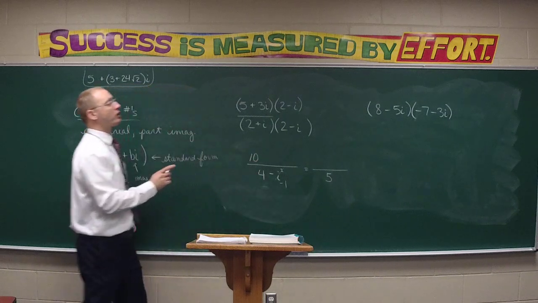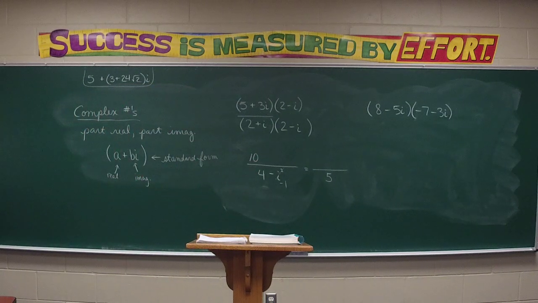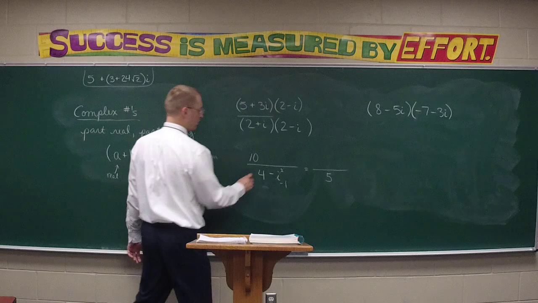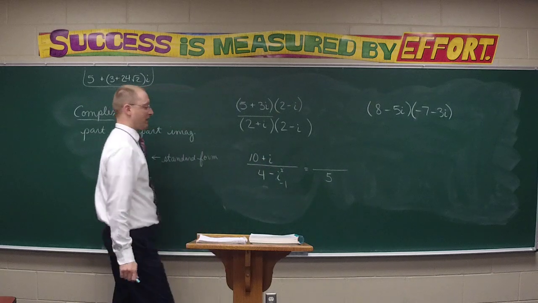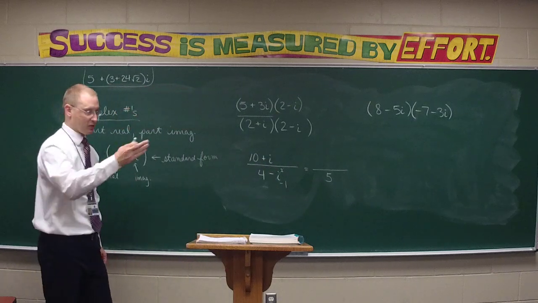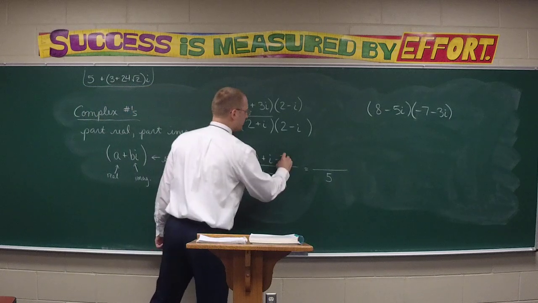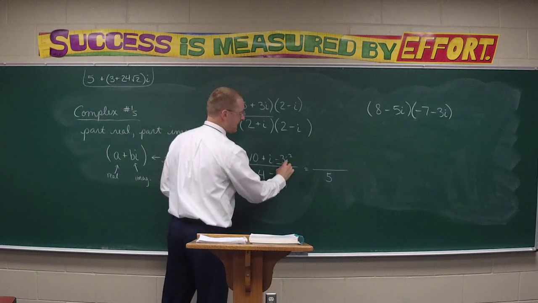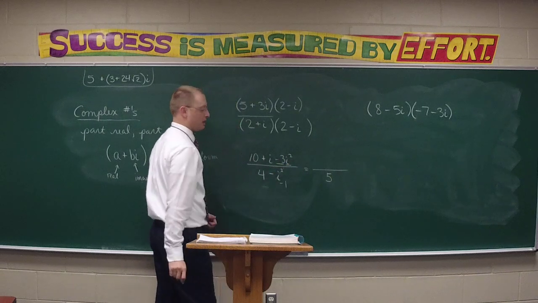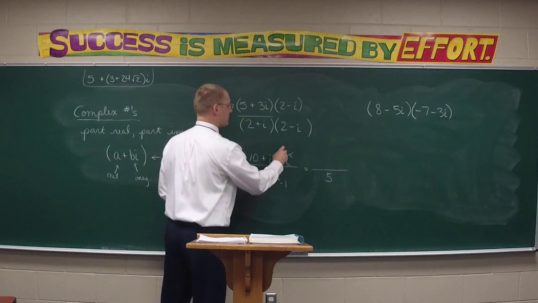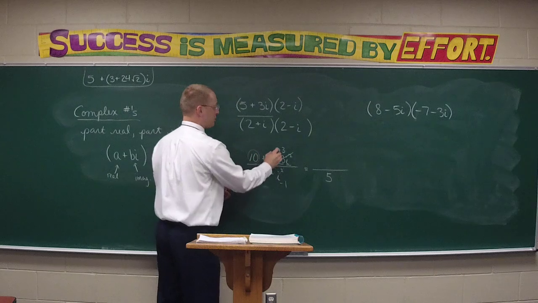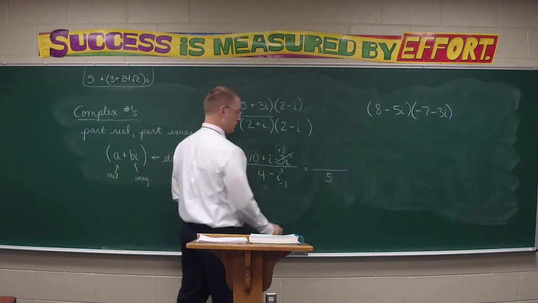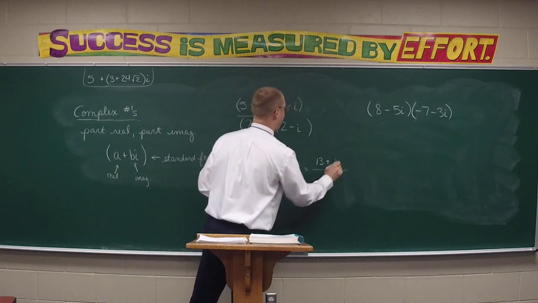First gives 10. Outer, inner: negative 5i and positive 6i, so positive i. And then our last ends up giving us negative 3i squared. But remember, i squared means negative 1. So it's negative 3 times negative 1, which gives us positive 3, which 10 and 3 combine to give us 13 plus i, all over 5.